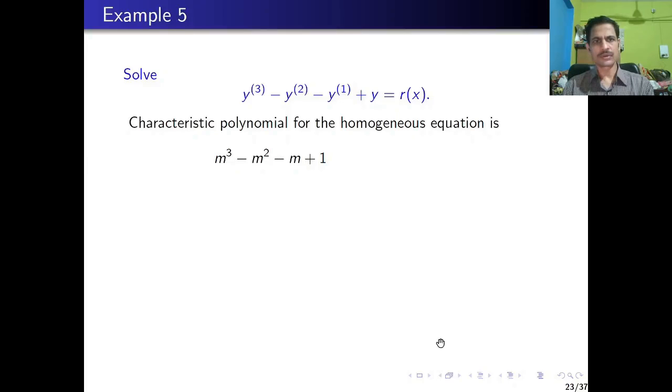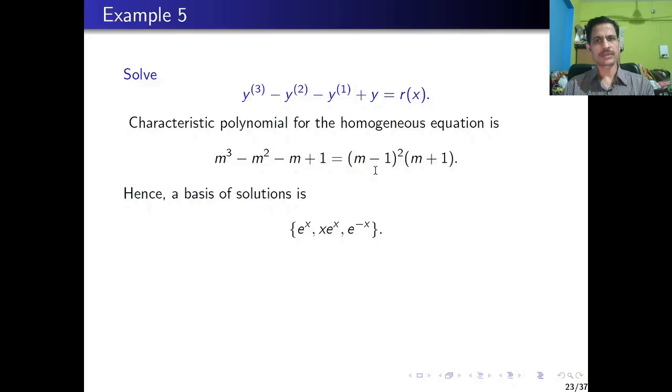So we want to solve the third derivative of y minus second derivative of y minus first derivative of y plus y is equal to r(x). First we look at the homogeneous ODE associated to this, and that homogeneous ODE has the following characteristic polynomial: m cube minus m square minus m plus 1, which we can factorize as (m minus 1) whole square multiplied by (m plus 1).